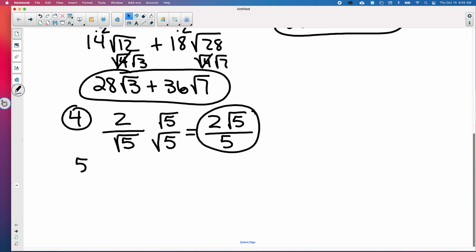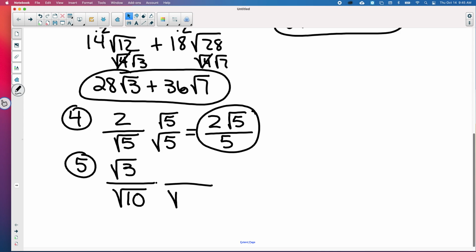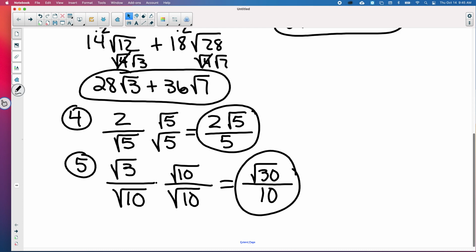Okay. Alright, so what about on this one? What am I going to multiply by top and bottom? Radical 10. So on top, what's radical 3 times radical 10? Radical 30. And on bottom, 10. Will that simplify any further? No. Nothing goes into 30 that would let me simplify it.